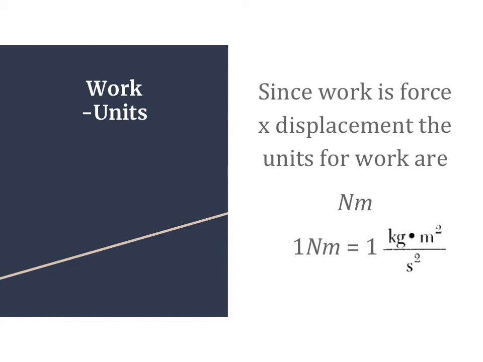Now, looking at the units for this, work is force times displacement, so our units are newtons times meters, and 1 newton times meter is equal to kilograms times meters squared per second squared, because our newtons, as we know, are kilograms times meters per second squared, mass times acceleration, times meters, which ultimately leads to this value here.